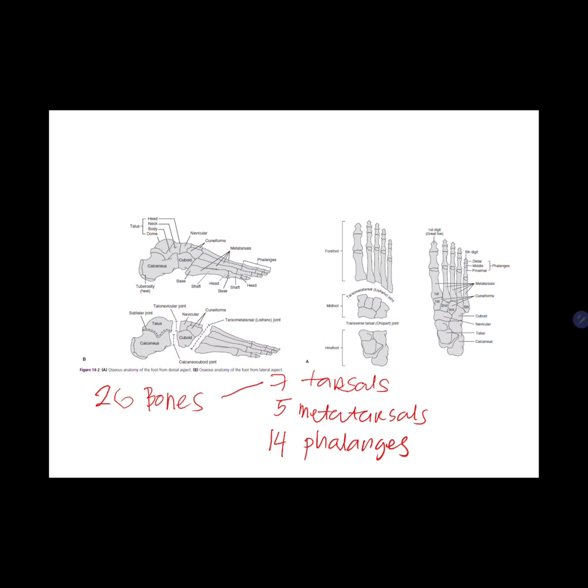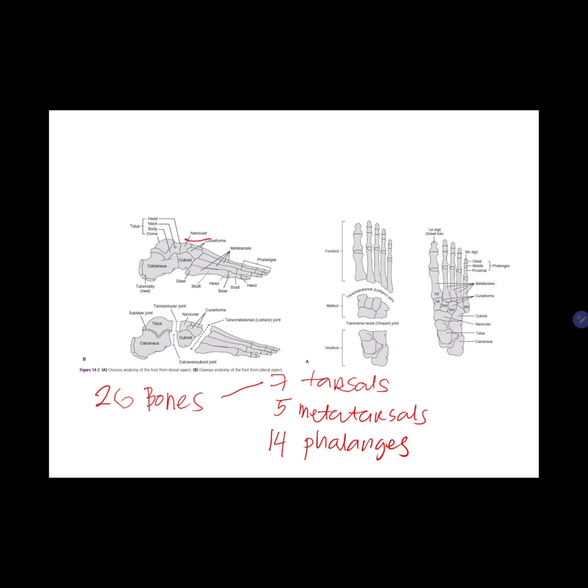The cuboid is located on the lateral aspect of the foot, articulating with the calcaneus posteriorly, the base of the 4th and the 5th metatarsals anteriorly, and the 3rd cuneiform medially. Occasionally, the cuboid will also form an articulation with the navicular. The navicular lies on the medial side of the foot, articulating with the talus posteriorly and the 3 cuneiforms anteriorly.